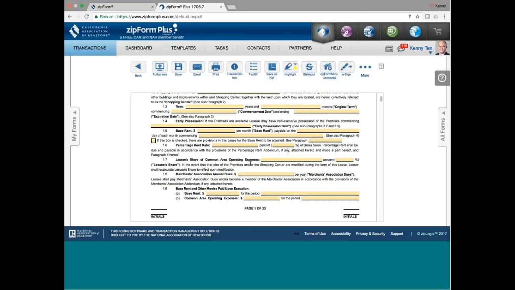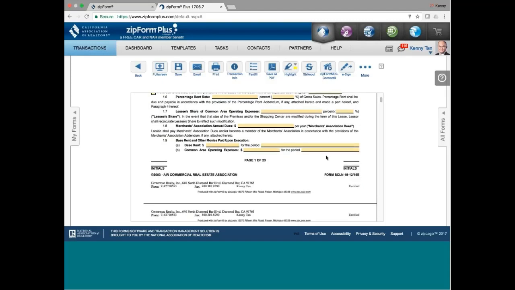And then they also have such a thing, although it's not always applicable, known as the Merchants Association annual dues. Lessee shall pay Merchants Association dues and or become a member of the Merchants Association in accordance with the provisions of the Merchants Association addendum. There's also a separate form if there is a Merchants Association within the shopping mall. And 1.9 is similar as before.